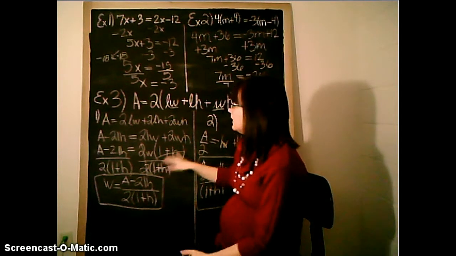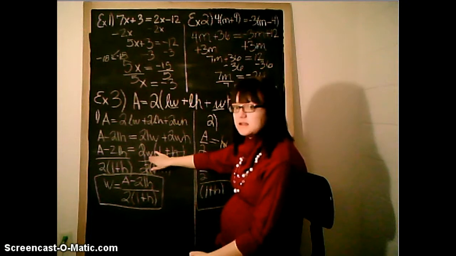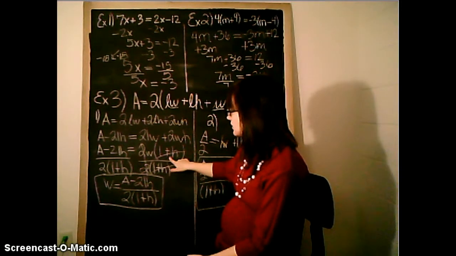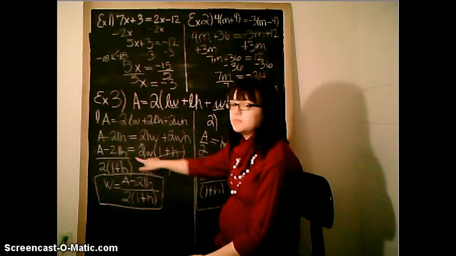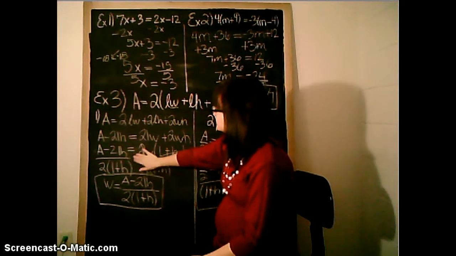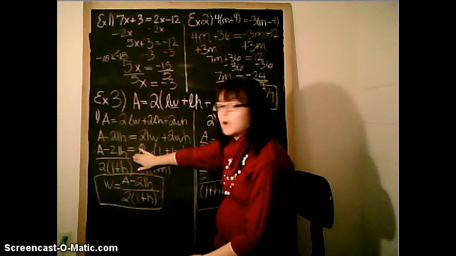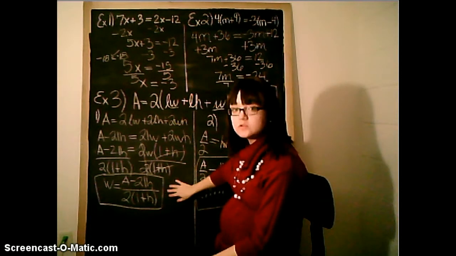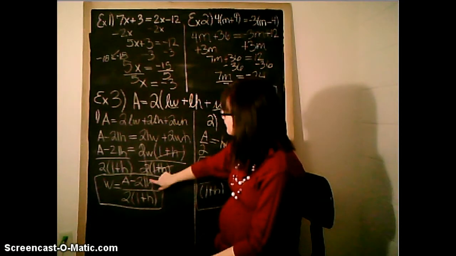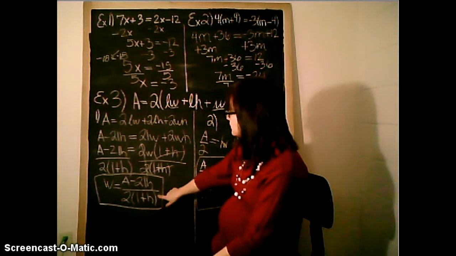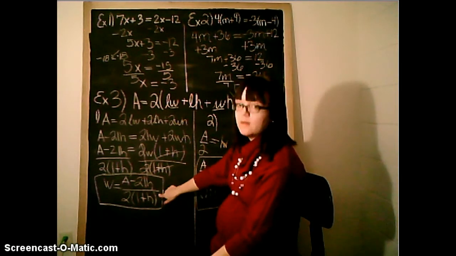Once you get that, to get the W by itself, you're going to divide by both L plus H and 2. So when you do that, it cancels it out on this side, and this is what you end up with on the other side. So W in this first way equals A minus 2LH all over 2 times the quantity L plus H.